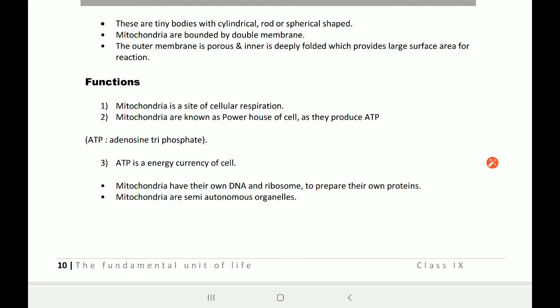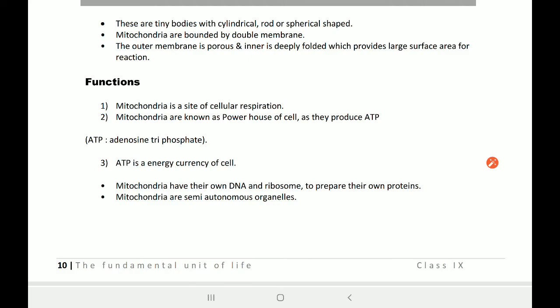So that's the reason the very important organelle is considered as a what is that, mitochondria. And that's the reason it has its own DNA and its own ribosome to prepare their own protein. They have a protein to prepare. Of course, every organelle has different protein requirements. Accordingly, this has its own protein, right?